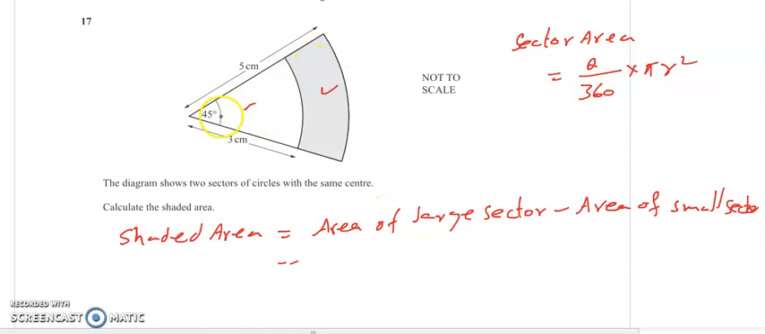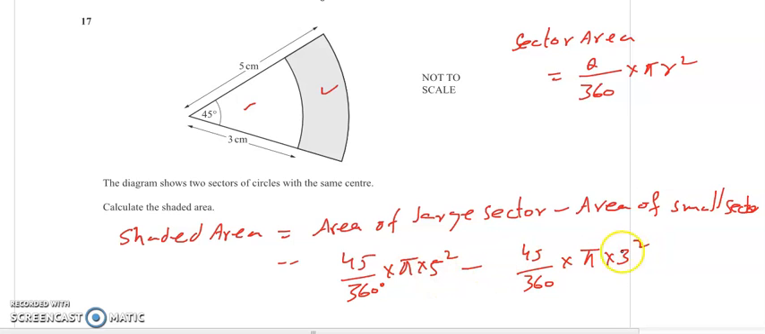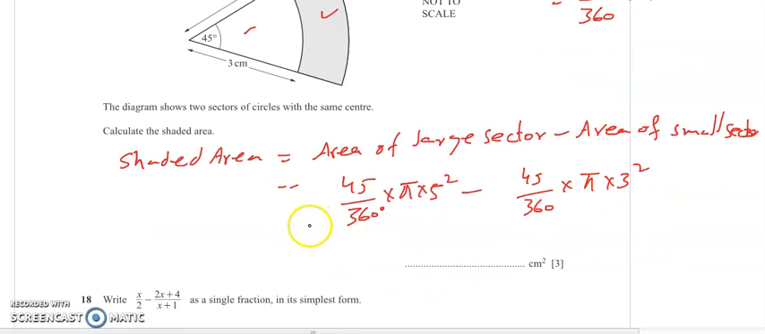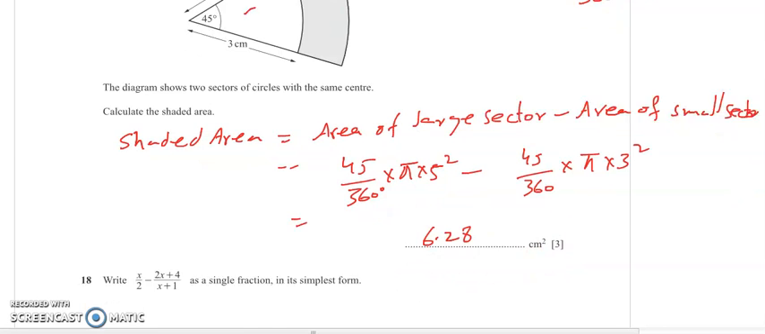So using this for the larger sector, the radius is 5 centimeters and the center angle is 45. So it will become 45 over 360 into pi times 5 squared, minus, using the same formula for the small sector, whose radius is 3 centimeters, 45 over 360 into pi times 3 squared. So let's calculate this one. That will be our shaded area. That is going to be 6.28 after rounding to 3 significant figures.